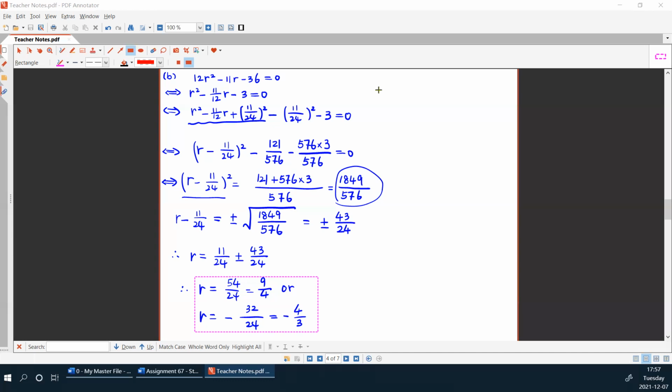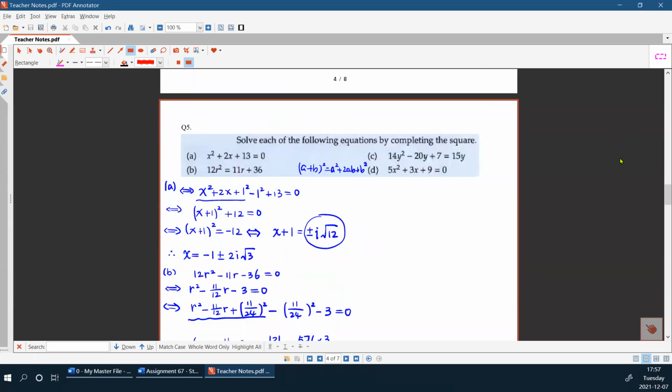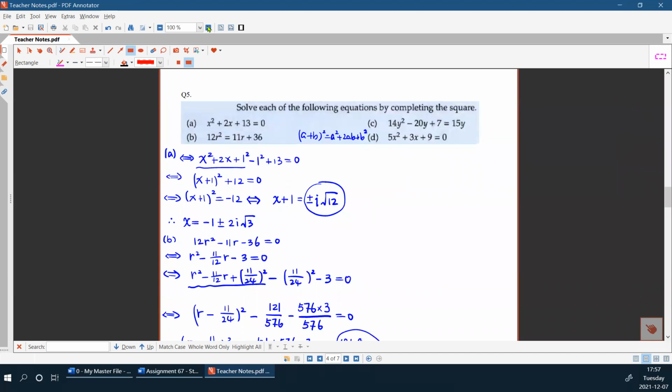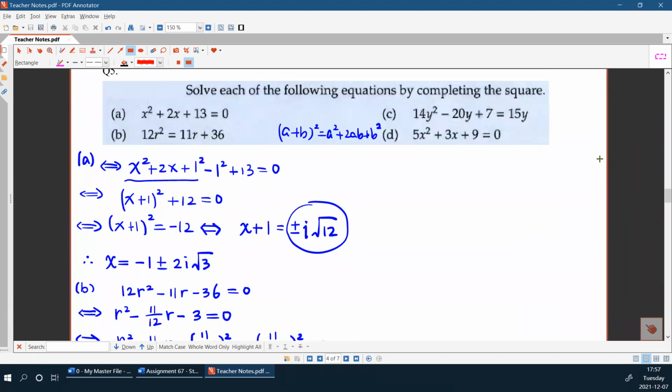All right, okay. If you finished, let's have a look at question C. All right, so we can just follow the same method. First of all, let's simplify this equation. The original equation is equivalent to 14y squared minus 20y and then minus 15y. This is minus 35y, right? And then plus 7 equals 0.